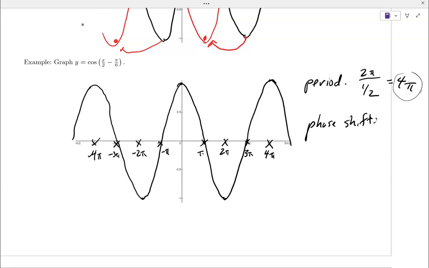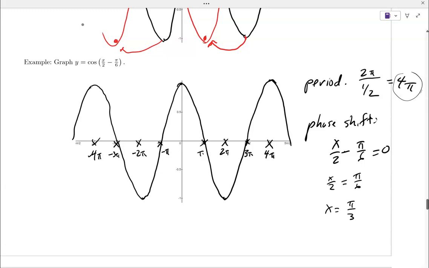Okay. How do we find the phase shift again? Yeah, solve for x, right? We set it equal to 0 and solve. So x over 2 minus pi over 6 equals 0. Add your pi over 6, multiply by your 2, you get pi over 3.